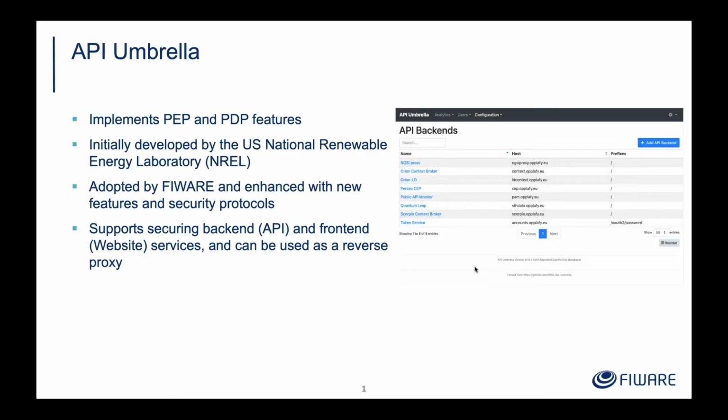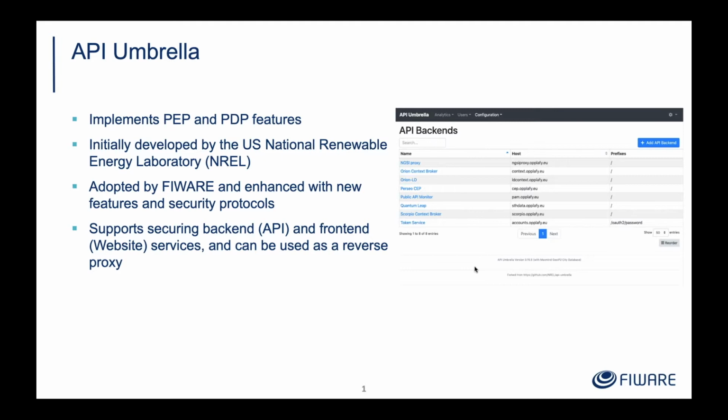First of all, what is API Umbrella? In the context of FIWARE, API Umbrella is implementing two different generic enabler features. On the one hand, the PEP, as API Umbrella is a proxy that is intercepting all the requests made to the different APIs you are trying to protect, and is going to check the user permissions. If the user is authorized to make the request, it is going to be redirected to the API. And if the user is not authorized to perform the request, it is going to be rejected.